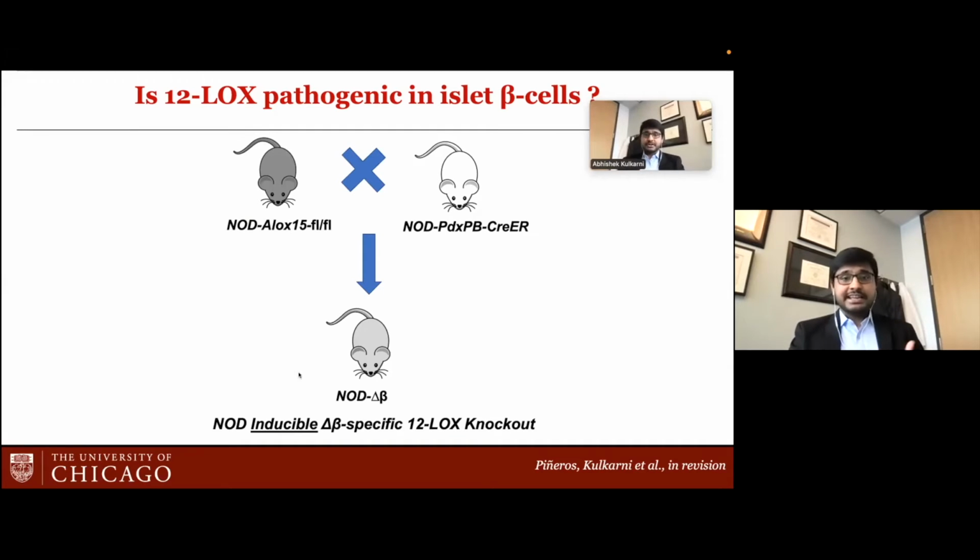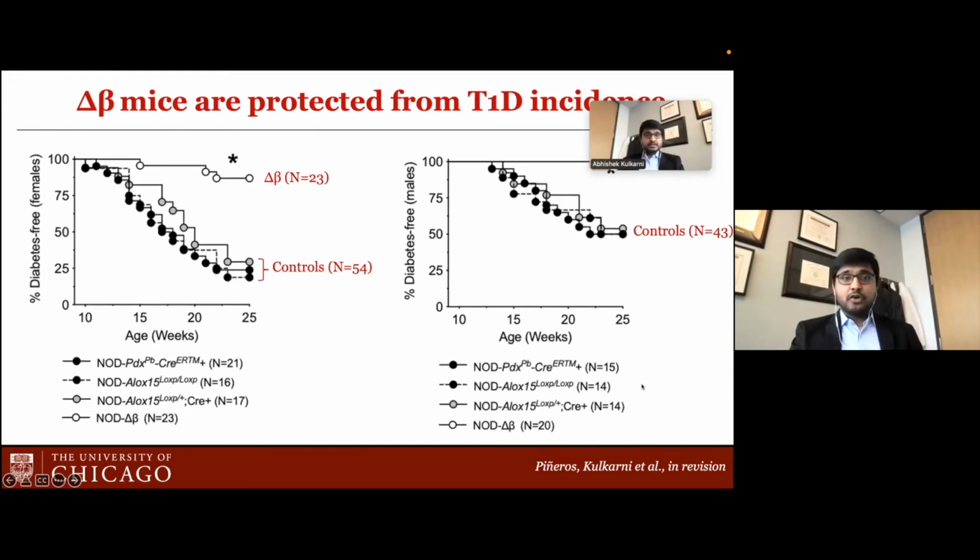So after generating these mice and the knockouts, we performed multiple studies to characterize the role of 12-LOX in the islet beta cells. First and foremost, we followed these mice for 25 weeks for diabetes incidence. And again, irrespective of whether they were males or females, the delta beta mice exhibited significant protection from diabetes development as compared to their Cre-positive as well as floxed controls.